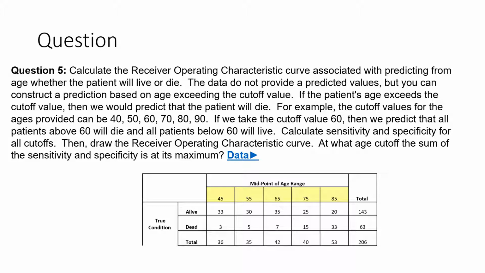If we take the cutoff value 60, then we predict that all patients above 60 will die and all patients below 60 will live. Calculate the sensitivity and specificity for all cutoffs. Then draw the ROC curve and find out at what age cutoff the sum of the sensitivity and specificity is at its maximum.